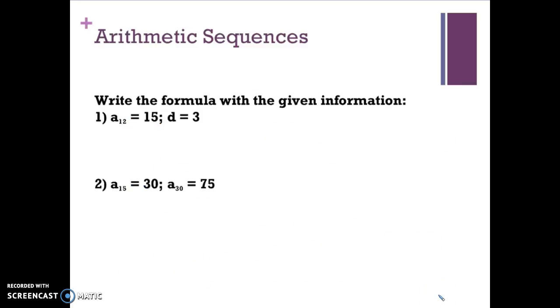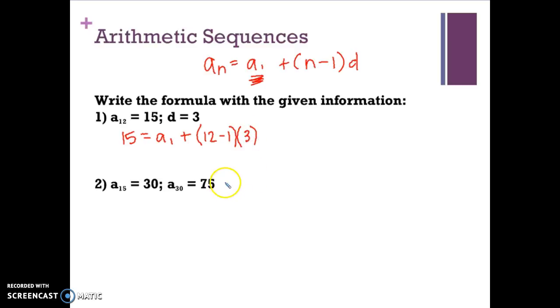Now I want to write the formula given this particular information. So for number 1, I'm given that a sub 12 is 15 and d equals 3. In order to fill in my formula, a sub n equals a sub 1 plus n minus 1 times d, I have to know a sub 1. So I'm going to use what I'm given to find a sub 1. I'm going to plug in a sub 12, which I know is 15, and then I'm looking for a sub 1. I know that that is the 12th term minus 1 times my common difference d.